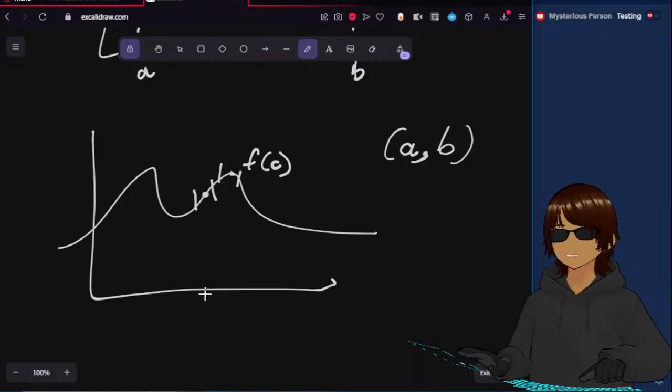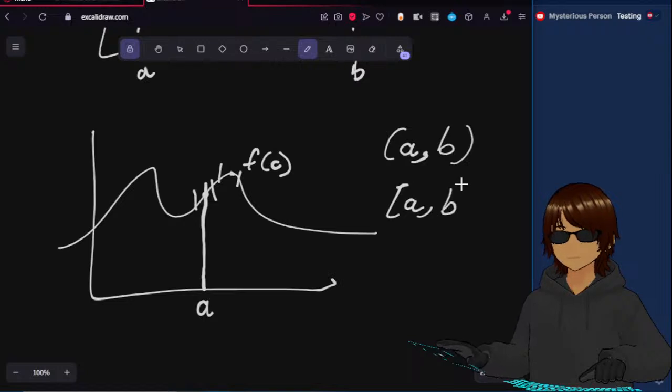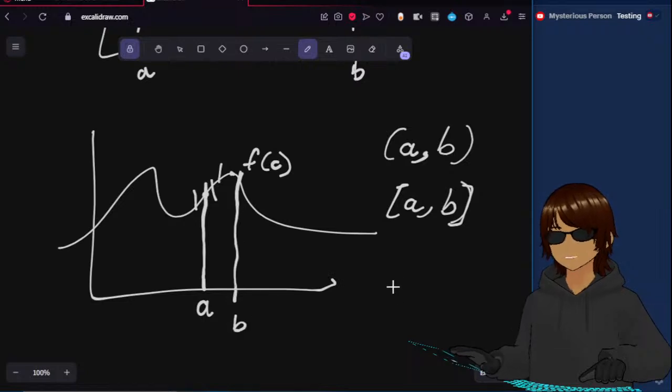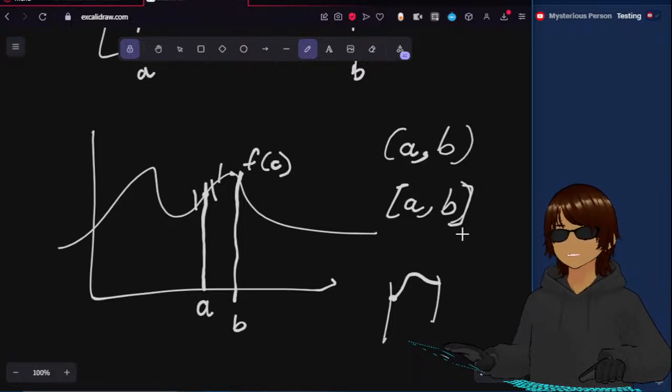You can create a closed interval. So if a is on the point, it's like this, or this, then this would be, well, let's see, it's basically like this. This here would be the minimum in a closed interval, but this wouldn't work within an open one.